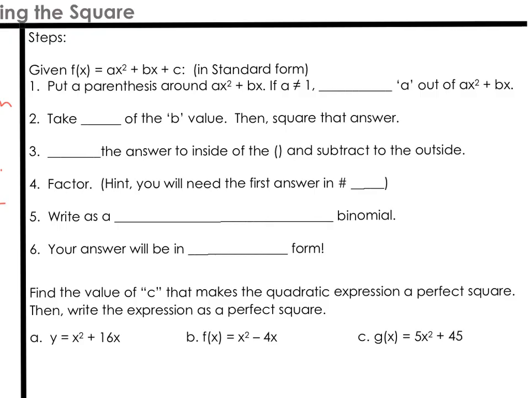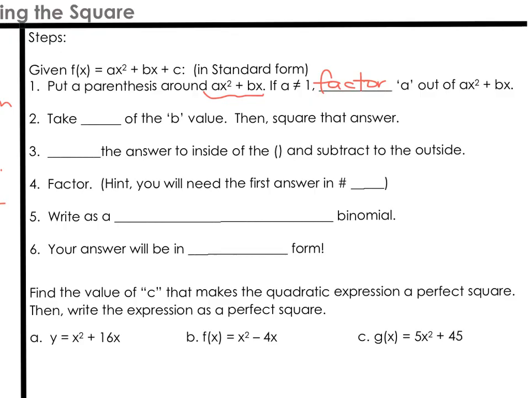All right, so if we start in standard form, the first thing we're going to do is put a parenthesis around just these first 2 terms, ax squared and bx. The constant is going to stay on the outside. And if a doesn't equal 1, we have to factor whatever it is out of both the a and b coefficients, even if it makes b a fraction. And trust me, it will.